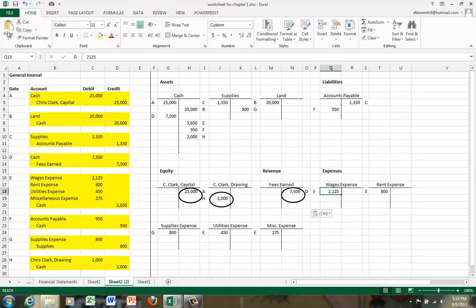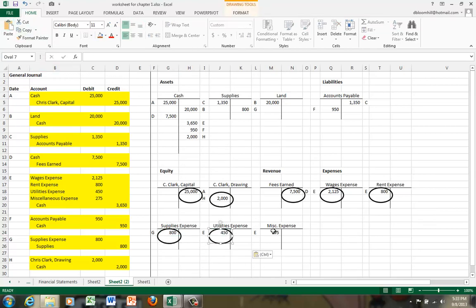Ending balance in wages expense, $2,125 on the debit side. Ending balance in rent expense, $800 on the debit side. Remember, which side the ending balance is on is just as important as the balance itself, because the whole point is to balance our trial balance at the end. Now, supplies expense, $800 on the debit side. Utilities expense, $450 on the debit side. And miscellaneous expense, $275 on the debit side.